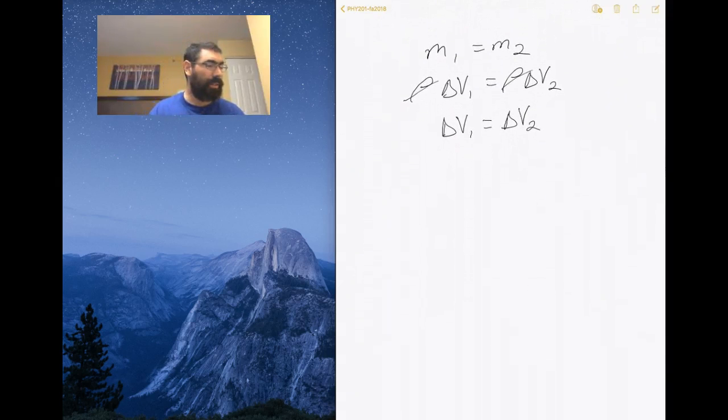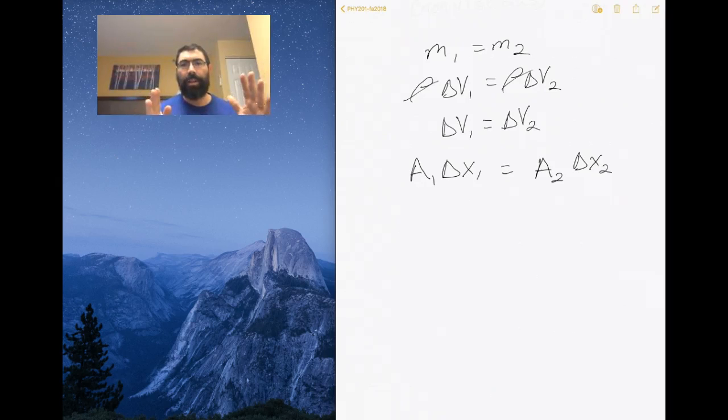Okay. Now, the difference you have is that in this case, you have an area A1 times a length delta x1, which is equal to a different area, a smaller one, A2, times a length delta x2. So basically, the area shrinks. The area is larger in the first section of volume, but then it shrinks down to a smaller area, which means it stretches out the length of it.